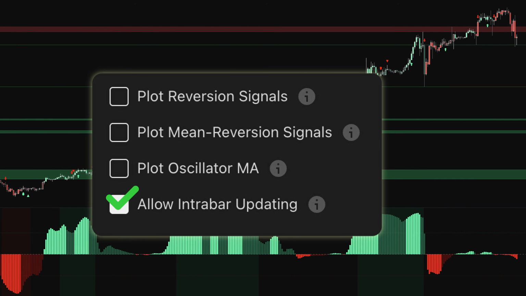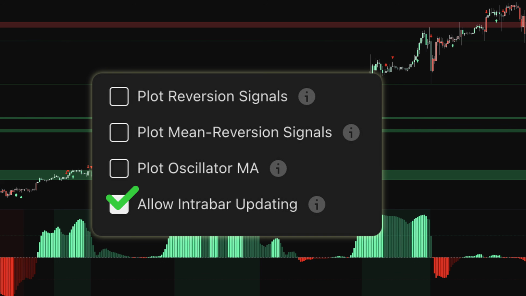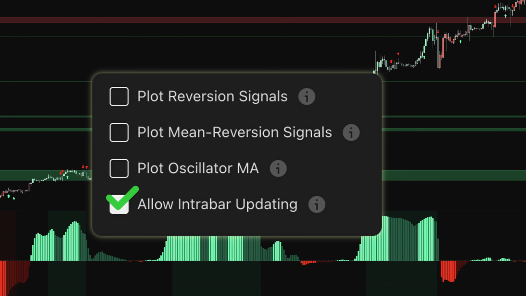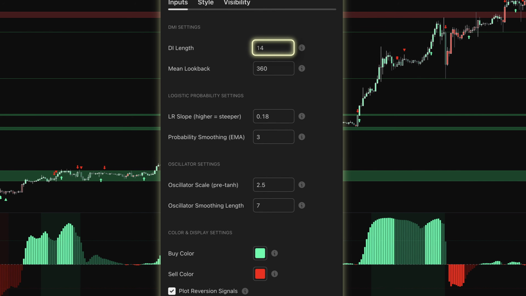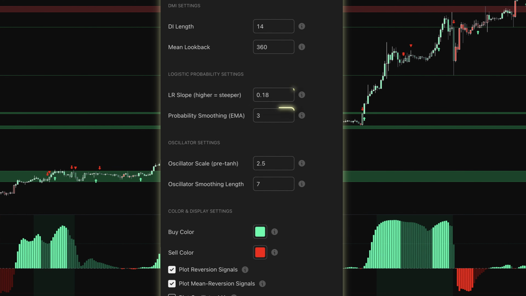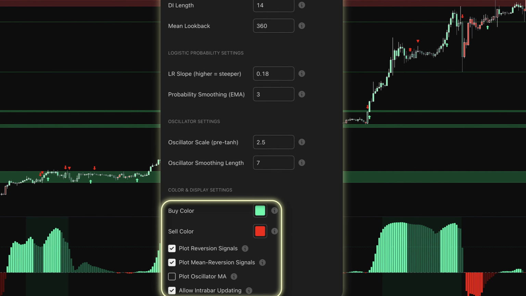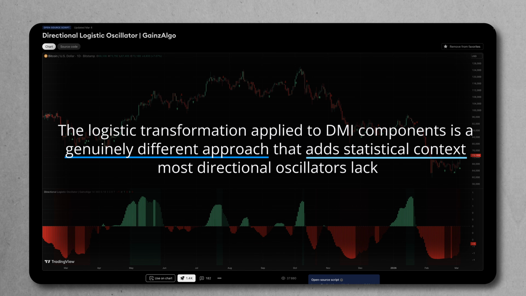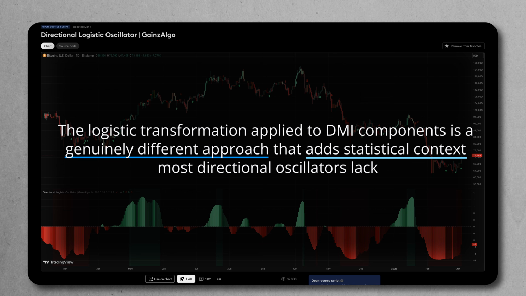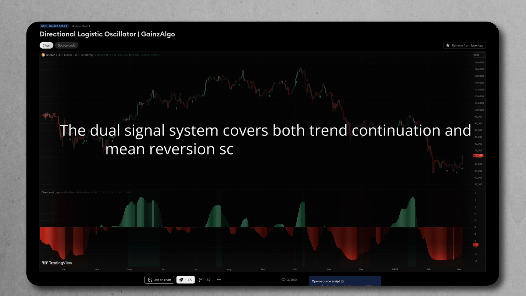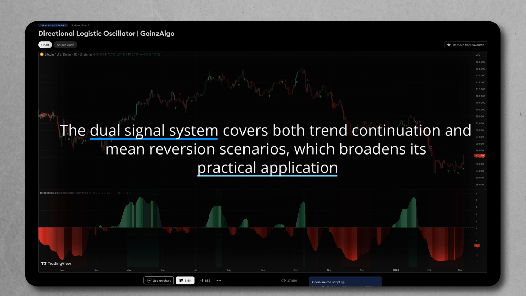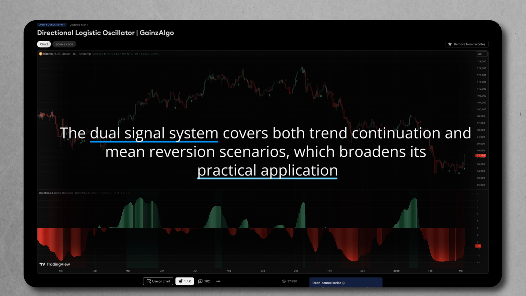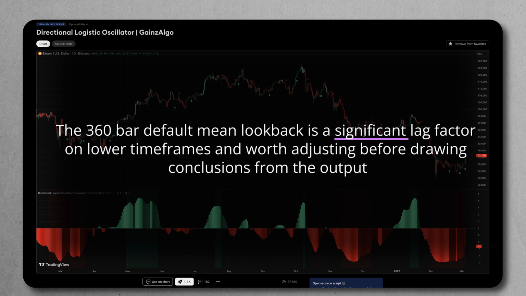The intrabar update toggle is a practical addition for traders who want real-time responsiveness on the current bar, rather than waiting for confirmation. Customization is solid, covering DI length, mean lookback, slope steepness, smoothing lengths, scale sensitivity, signal toggles, and colors. The logistic transformation applied to DMI components is a genuinely different approach that adds statistical context most directional oscillators lack. The dual signal system covers both trend continuation and mean reversion scenarios, which broadens its practical application. The 360 bar default mean lookback is a significant lag factor on lower timeframes and worth adjusting before drawing conclusions from the output.